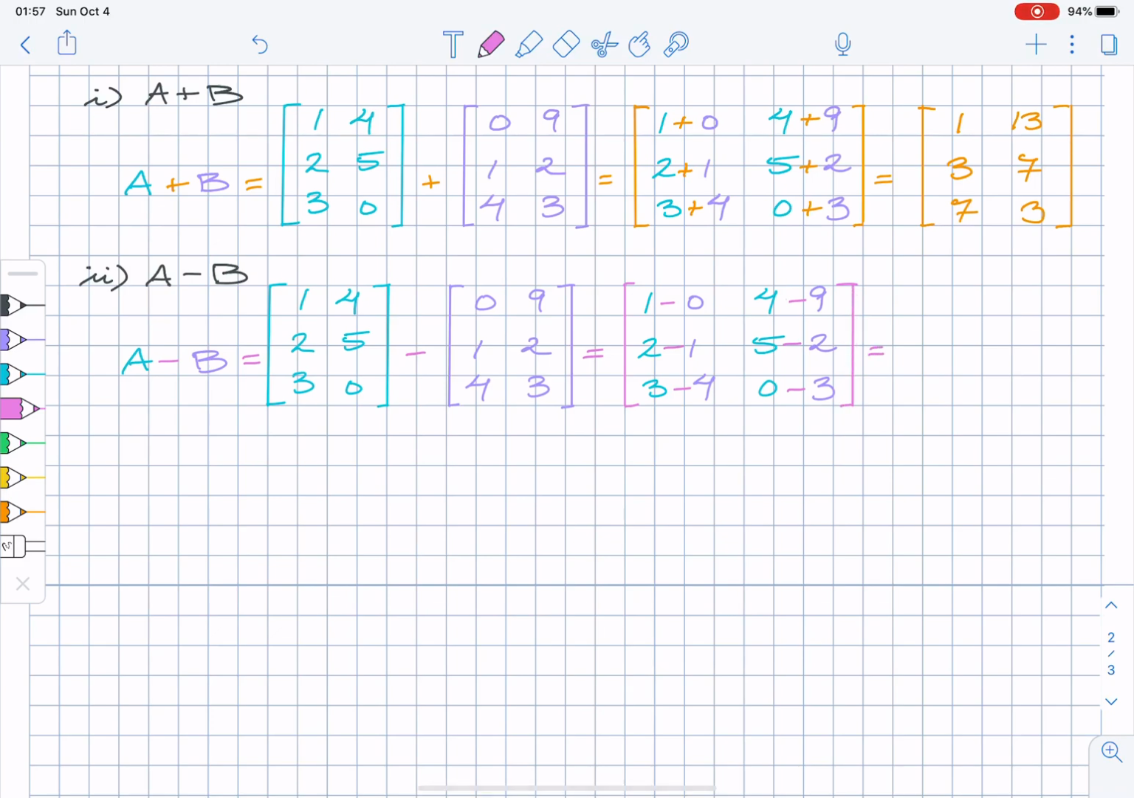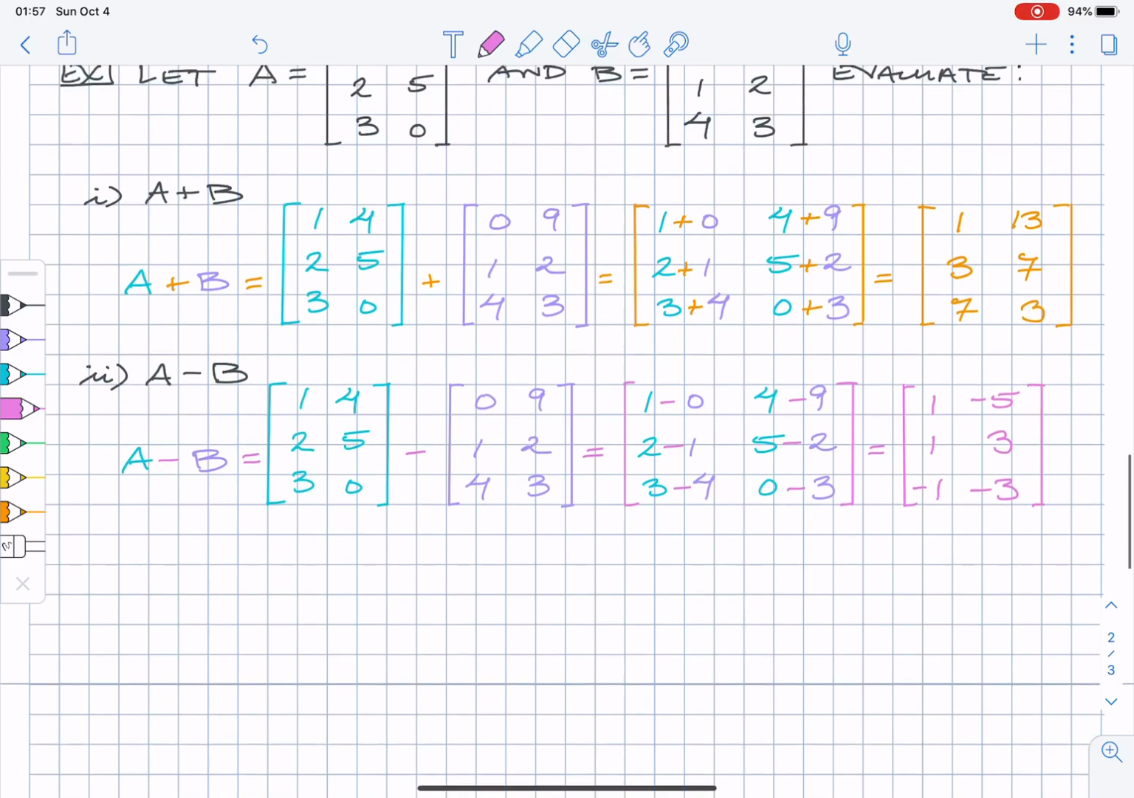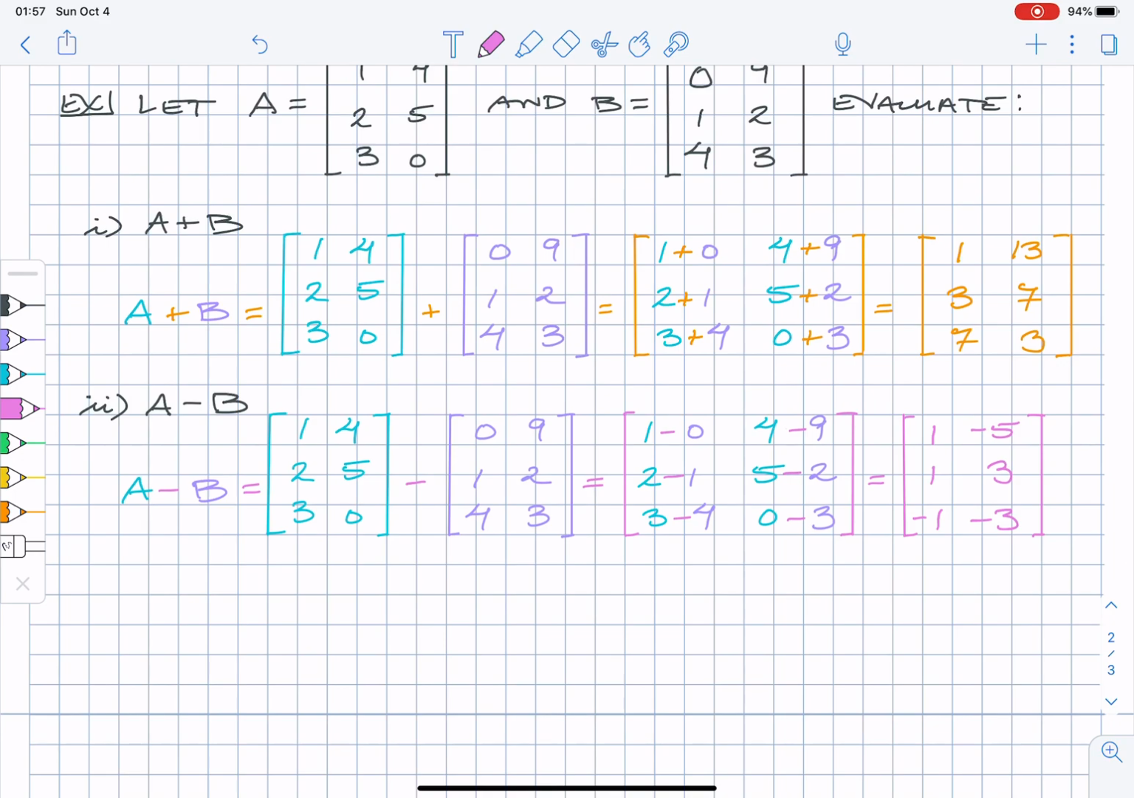Okay, so what does that give us? What is the difference now? A minus B. 1 minus 0 is 1. 2 minus 1 is 1. 3 minus 4 is negative 1. 4 minus 9 is negative 5. 5 minus 2 is 3. And 0 minus 3 is negative 3. Okay, there we are. So far, so good.